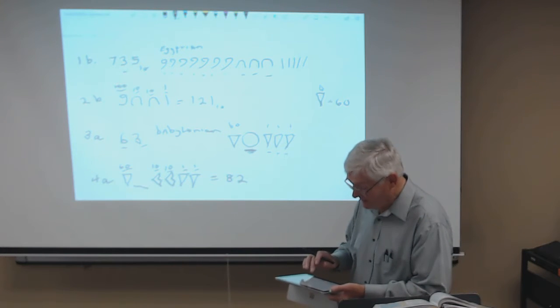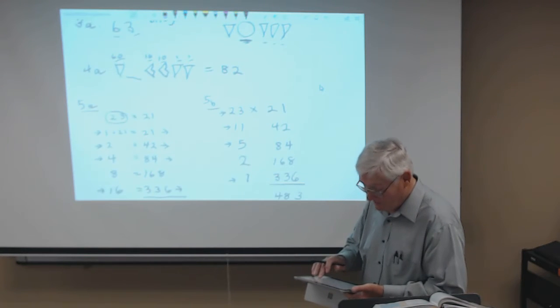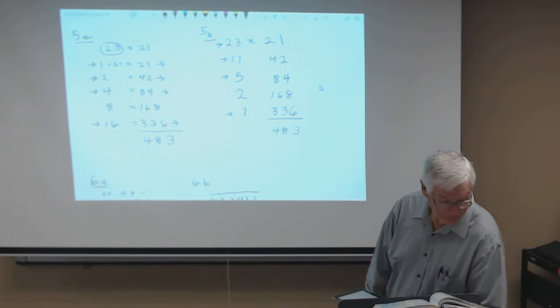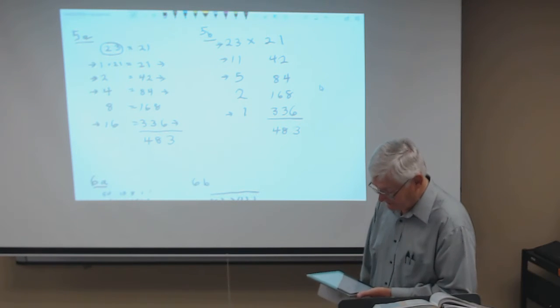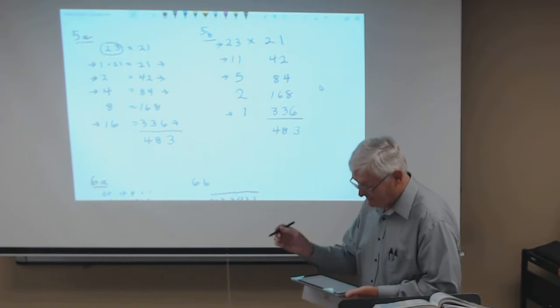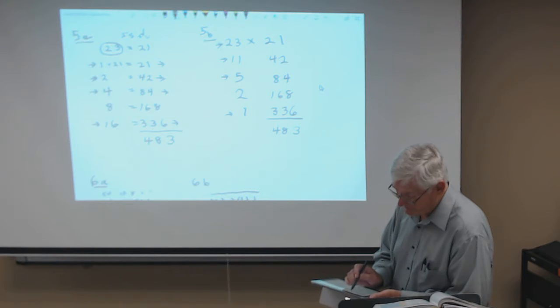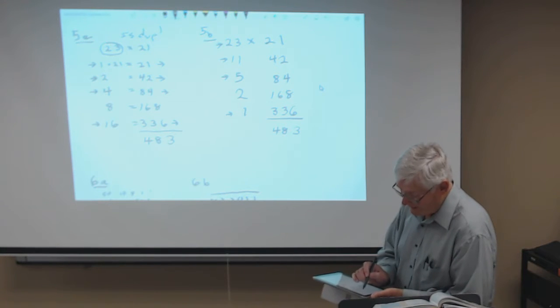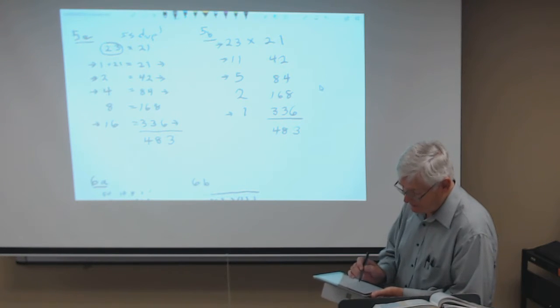We'll keep moving in. 5a. Do the multiplication 23 times 21 using successive duplications. So here's successive duplications. I go 1 times 21, 2 times 21 is 42. Duplication means doubles it. So you have 21, 42.